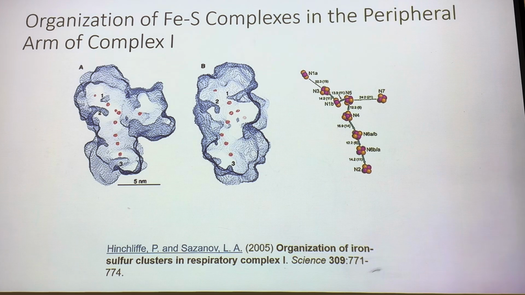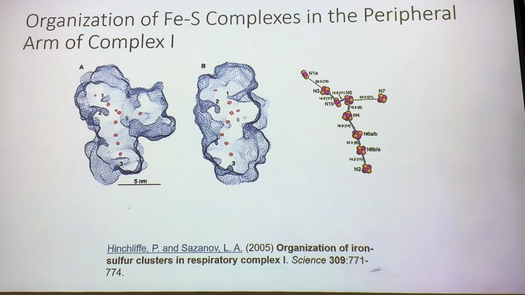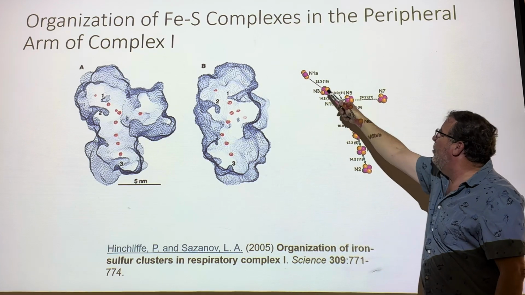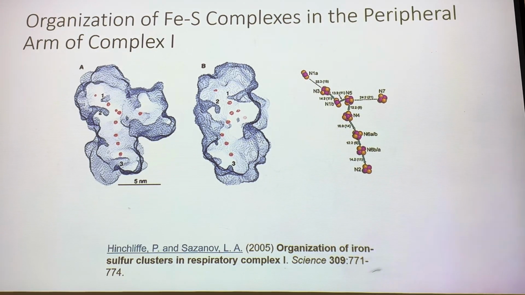So, Professor? Yes. Rather than visualizing the iron or the other atoms moving, it's just the electrons bouncing from one atom to the next? That's exactly, yes. Here, this is somebody where we have mapped out those iron sulfur complexes within that arm, and you see that it'll just bounce from here to here to here, and kind of go on down. Okay.